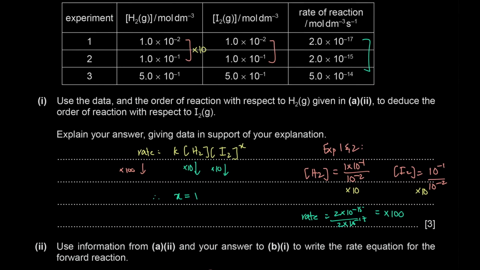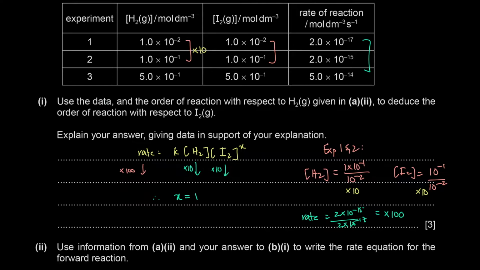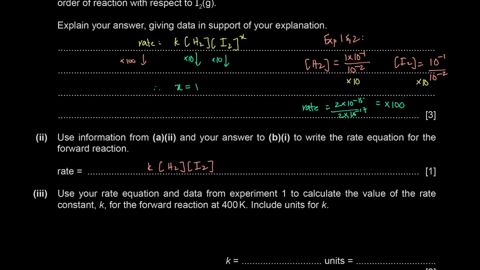So if you use data from the first experiment, the rate in the first experiment is 2 times 10 to the power of -17. This is equal to K times the concentration of hydrogen in the first experiment, that's 10 to the power of -2, times the concentration of iodine, which is also 10 to the power of -2. So then what does K come out to over here? K comes out to 2 into 10 to the power of -13. And what are the units of K?